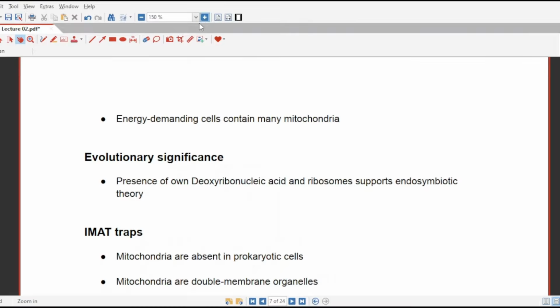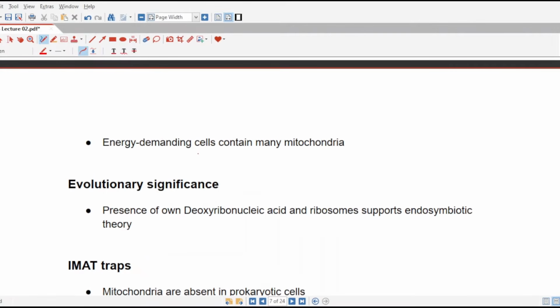So here's an important information that energy demanding cells contain many mitochondria. Can you name one energy demanding cell? That will be heart, because heart needs to pump a lot. Then liver is also an energy demanding organ. That's why the heart cells or liver cells contain so many mitochondria.